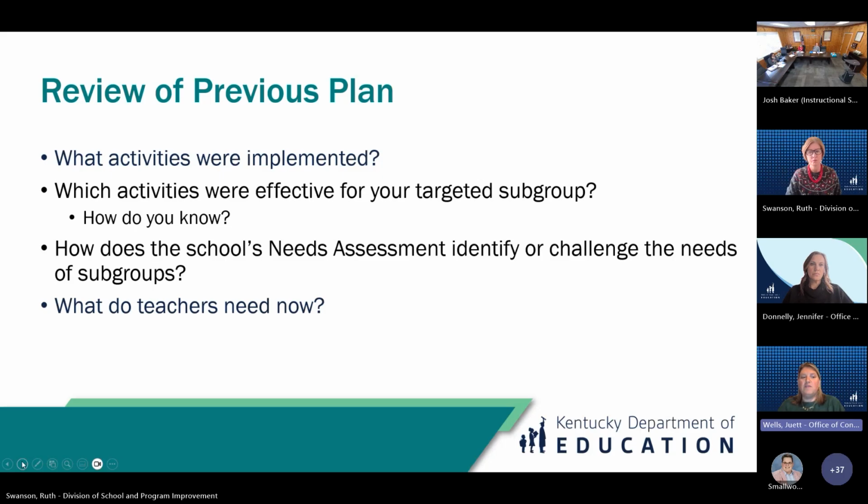So really thinking about as you review that previous plan, if you are continuing some of that work, those root cause analysis tools and revisiting that needs assessment can help you think about how you need to refine that work and revise that work and how it needs to look different this year than it did in years past.